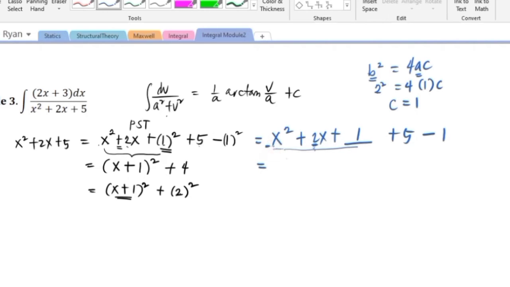So, taking the square root of the first term, so that's x. Copy the sign of the second term, and then taking the square root of the third term, so that's 1 squared. And we have here 4, that's 5 minus 1. Actually, pareho na siya dito. So, that's (x plus 1) squared plus 2 squared.